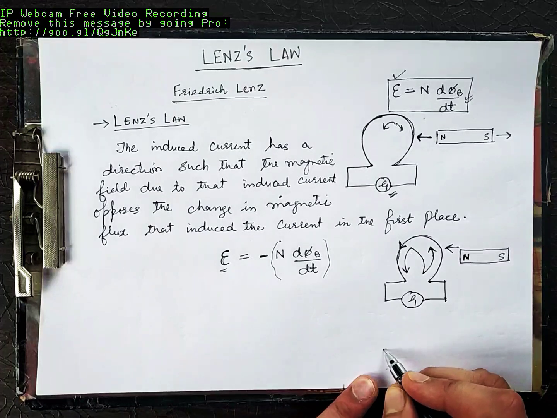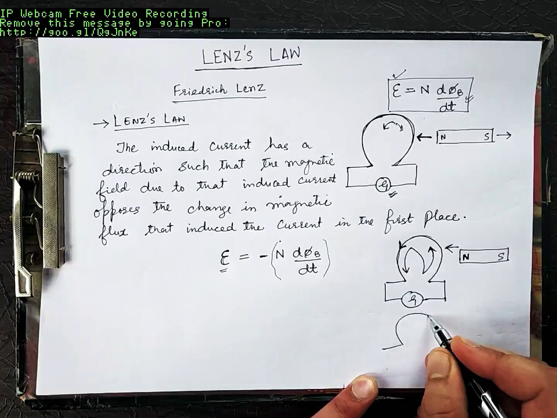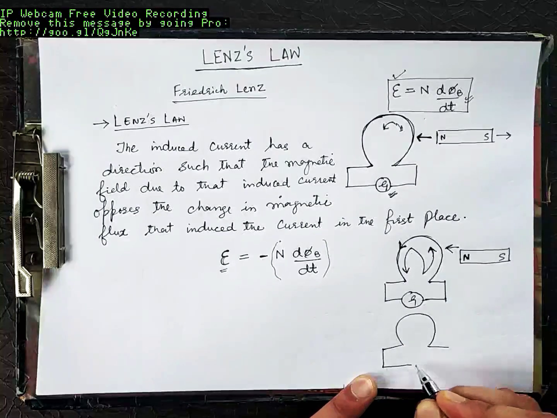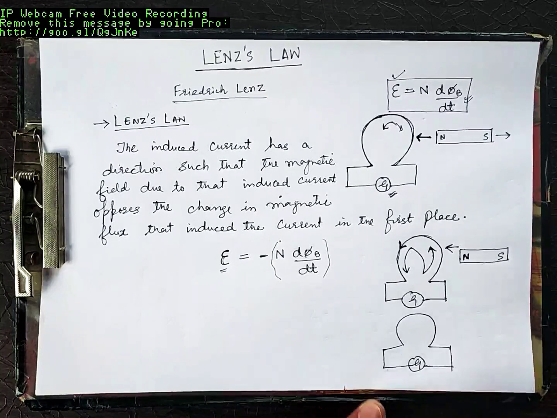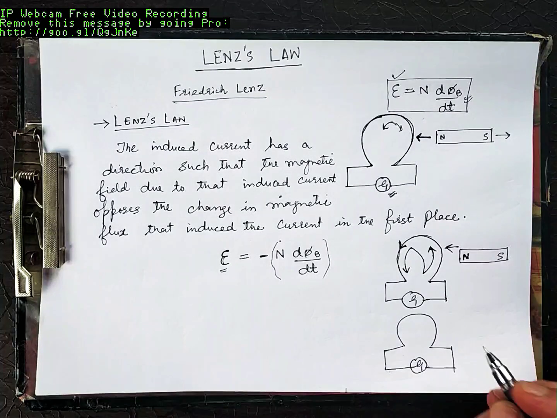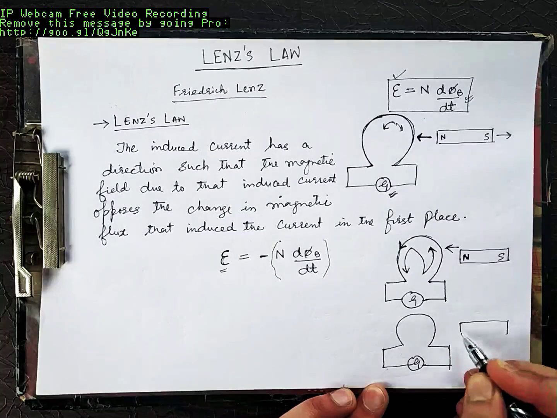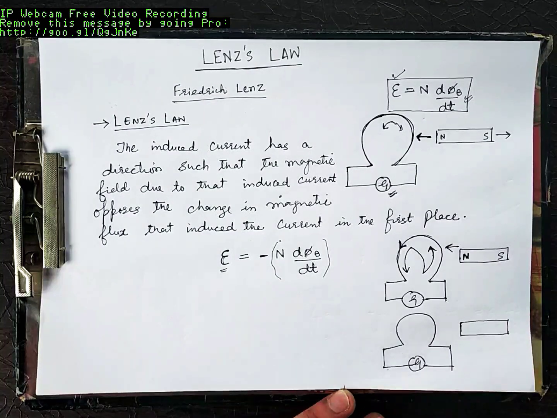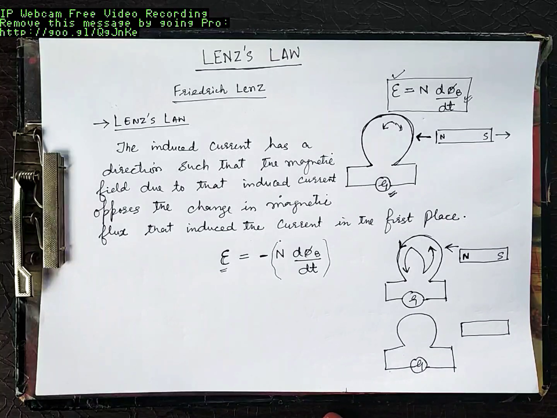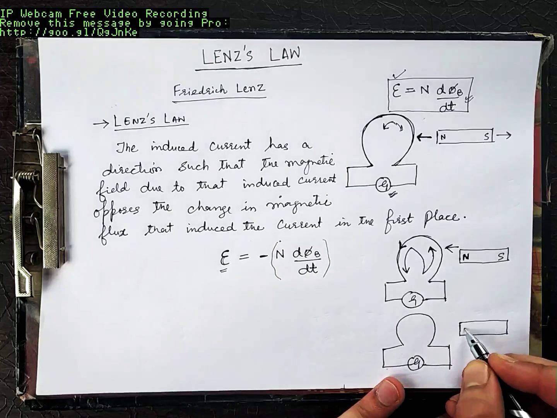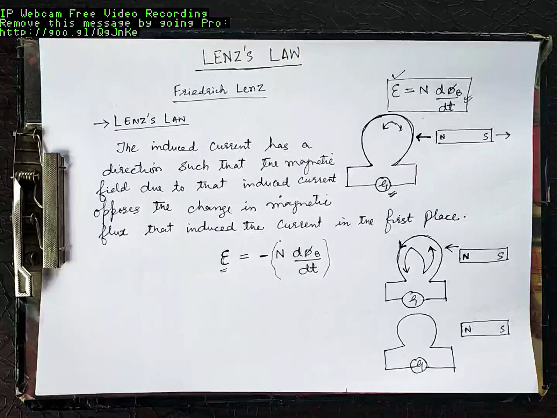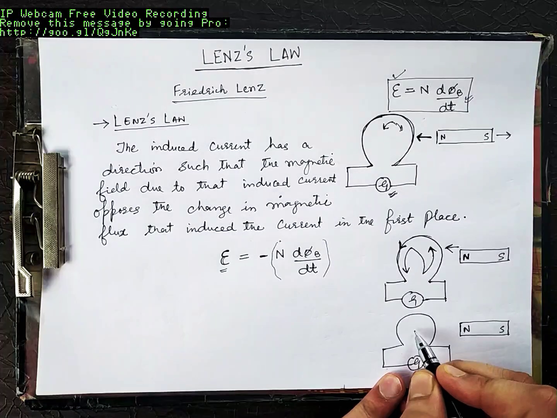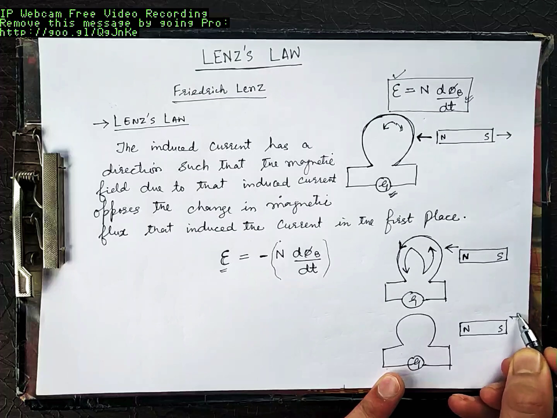Let's take another example. Same coil connected to galvanometer. Again a north pole. In the lecture after this, I'll show you some numerical problems. Say this is north pole, this is south pole. Now you are not pushing this north pole towards the coil, no, you are pulling the magnet away from the coil.